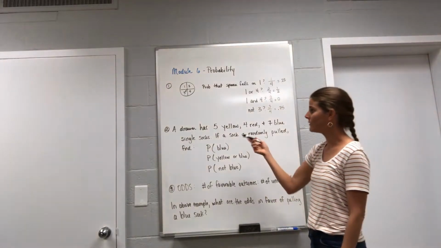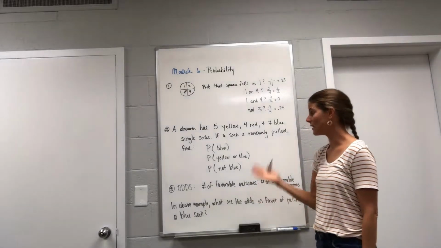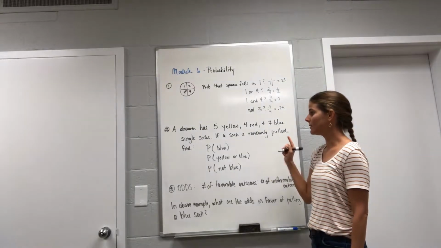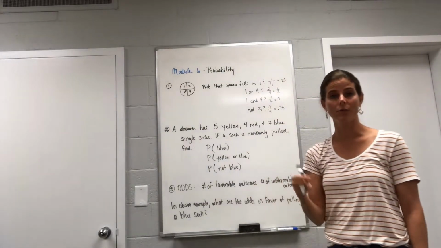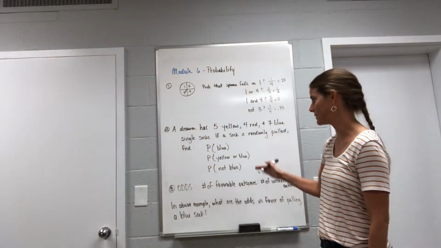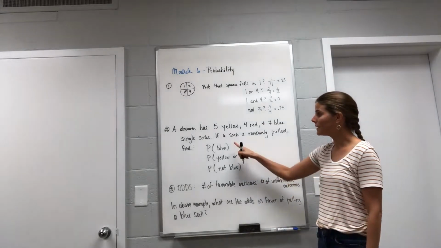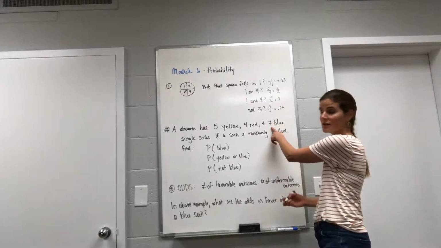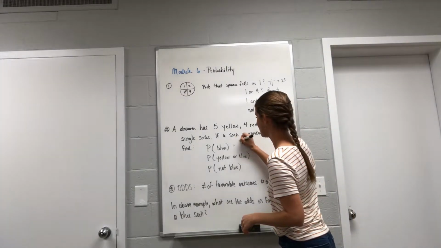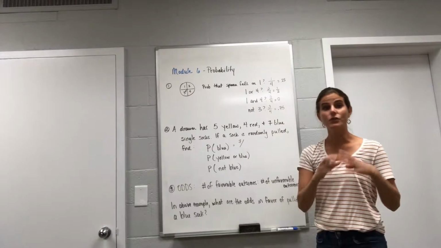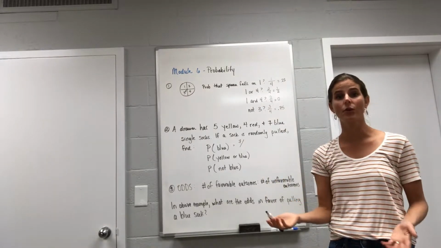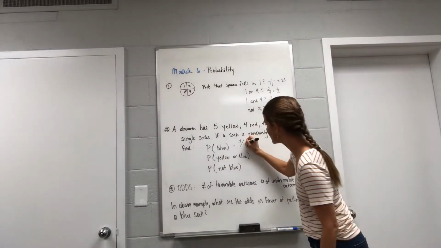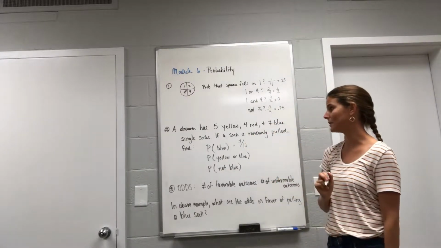Okay, moving on, we have a drawer with 5 single yellow socks, 4 single red socks, and 7 single blue socks. If we randomly pull a sock from this drawer, we want to know the probability of these different scenarios. So the probability that we pull a blue sock: how many possibilities are there? There are 7 blue socks, so there are 7 possibilities if you were to randomly pull a sock, out of the total number of socks, which is 5 plus 4 is 9, plus 7 is 16. So 7/16 is the probability.